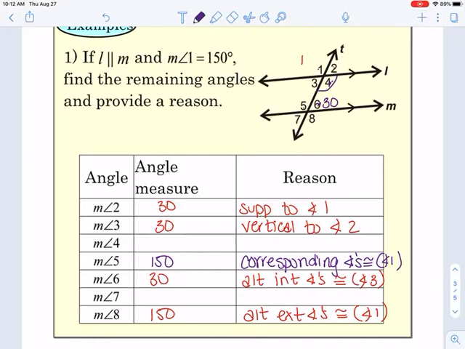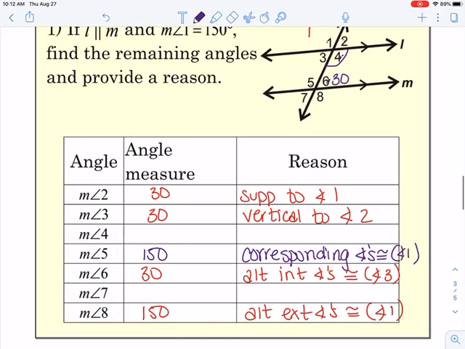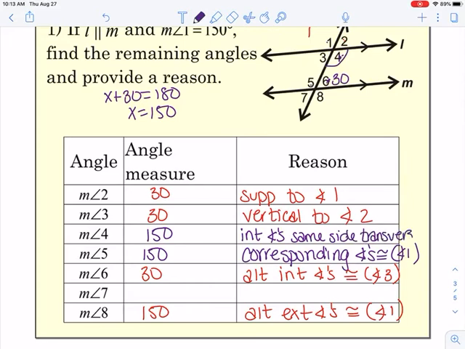Interior angles on the same side of the transversal are supplementary. So you want to know what plus 30 equals 180. If you subtract 30 from both sides, you get an answer of 150. So angle 4 is 150, and that's because interior angles, same side of the transversal, are supplementary. I'll skip the word "of" just for space, and I'll put "sup" for supplementary.